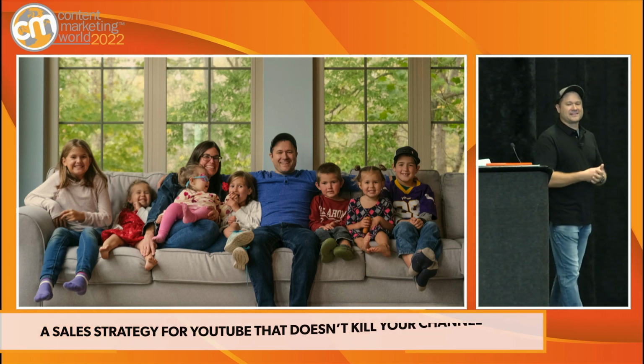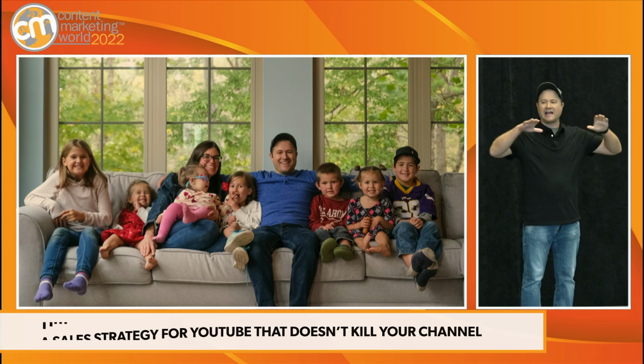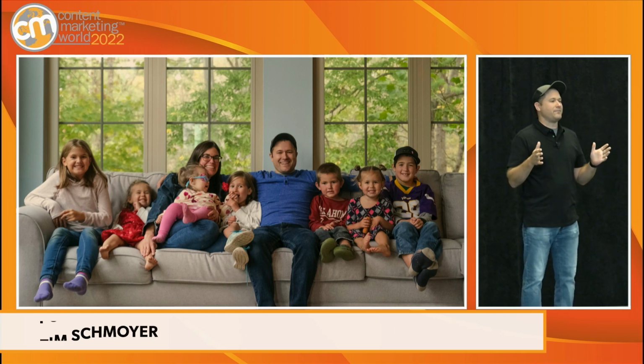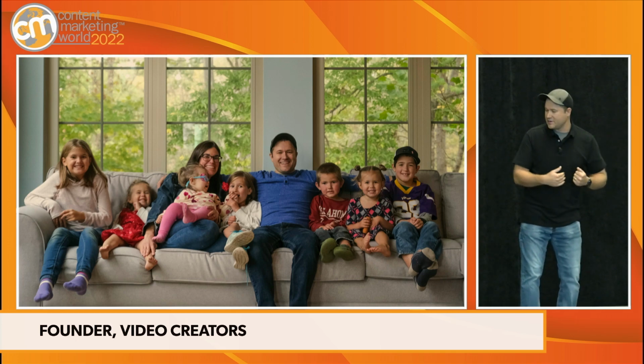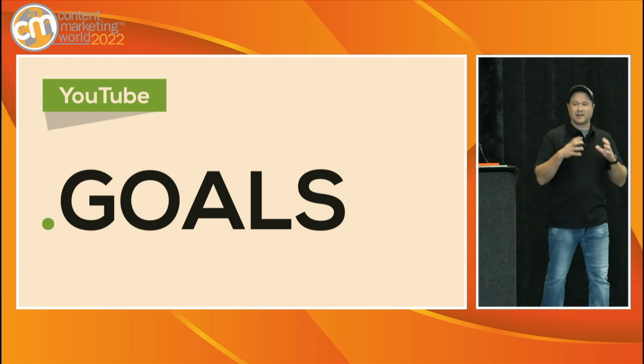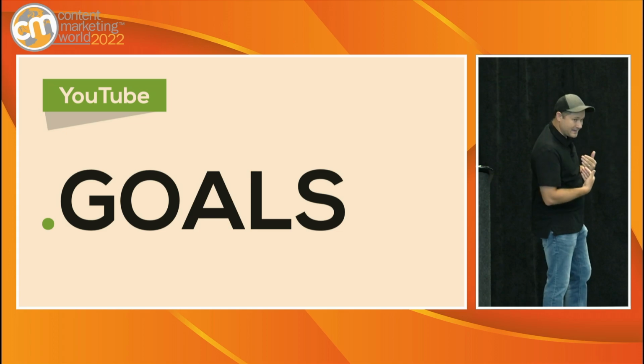So when it comes to sales on YouTube, what I want to do quickly is set a really high level understanding of how YouTube's algorithms work. Because if we understand what YouTube's trying to do and what YouTube's goals are, then it's easier for us to craft a content strategy that not only helps them meet their goals, but also helps us meet our goals, right?